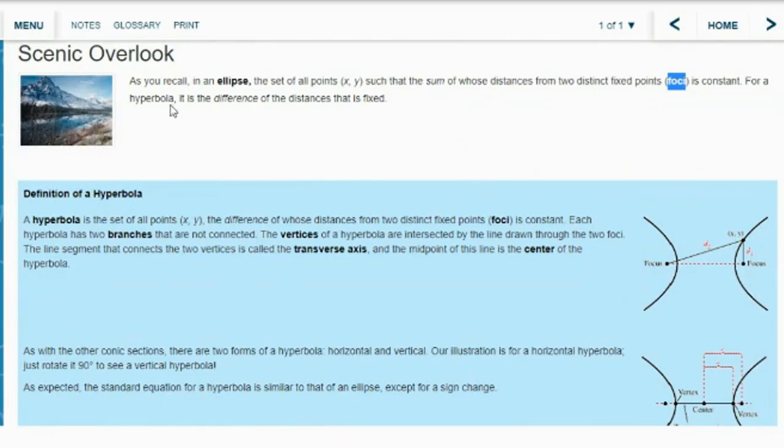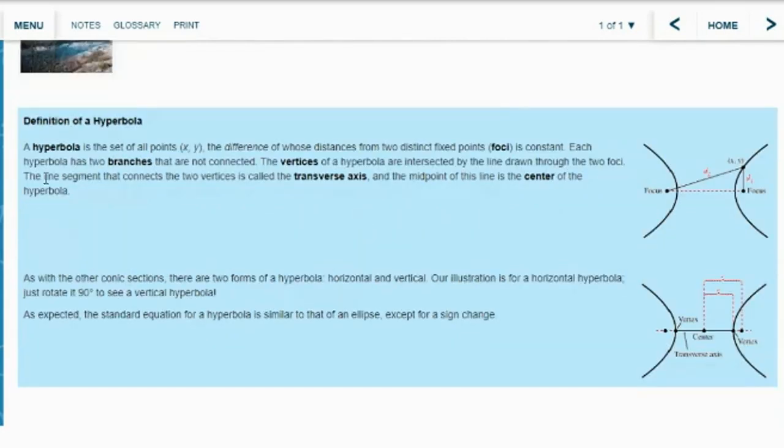So for a hyperbola, it's very similar, except it's the difference. It's not the sum. It's the difference. When we subtract the distance of one from the other one, we always get the same number. So a hyperbola is the set of all points x, y, where the difference of whose distances from two distinct fixed points, which are the foci, is constant. So each hyperbola has two branches. It's kind of like two back-to-back parabolas, but they're not really parabolas. It's a hyperbola. It's a little different shape. But they're not connected, and they're kind of back-to-back.